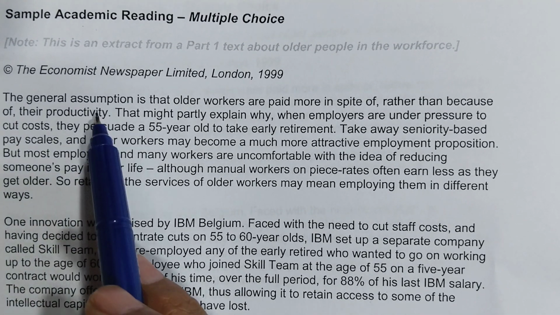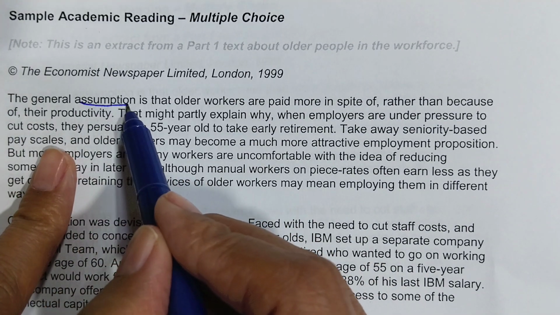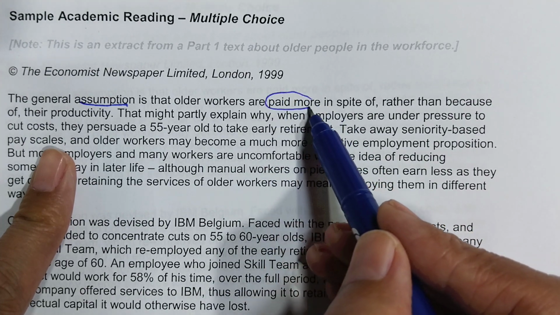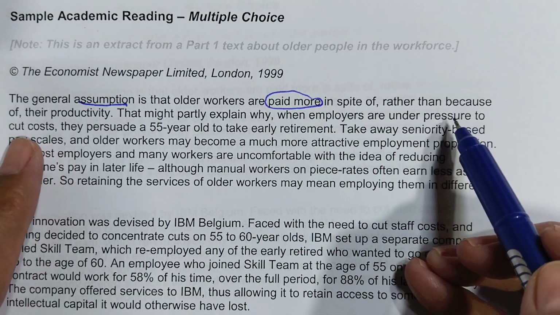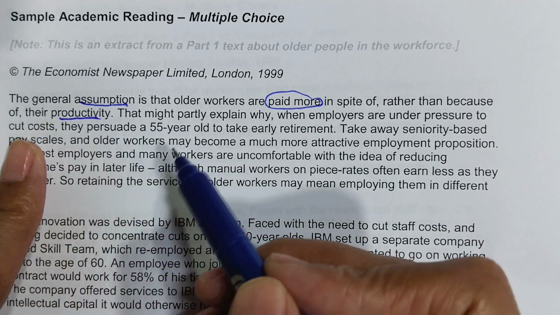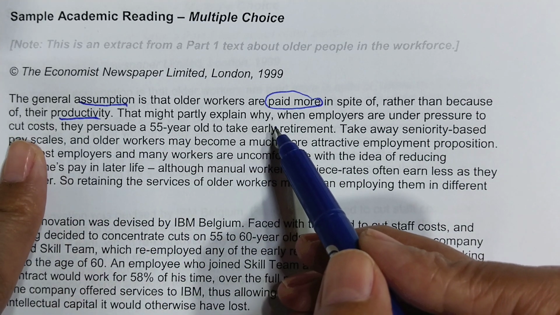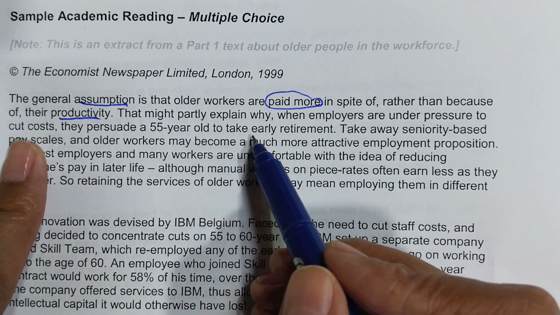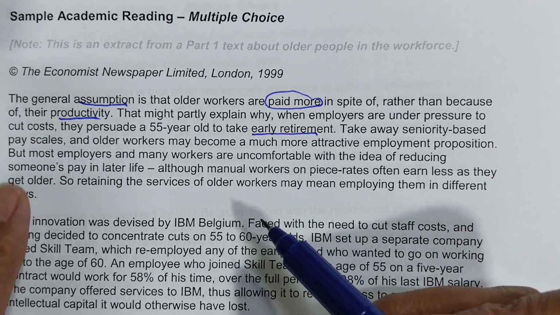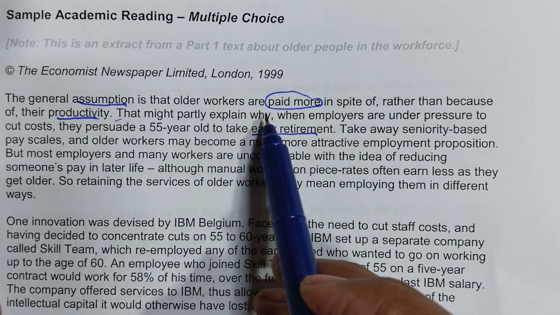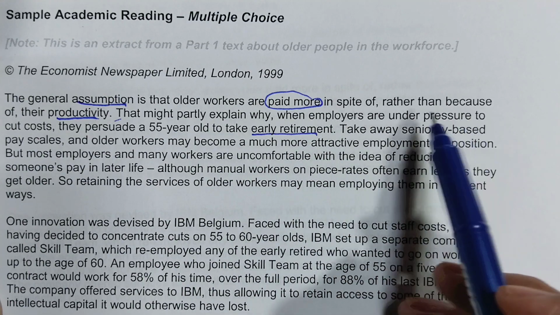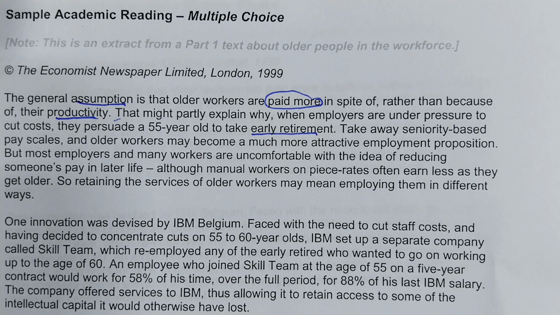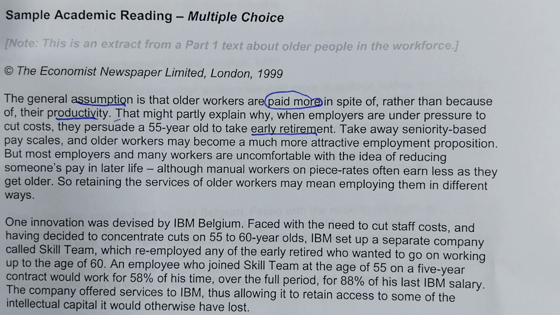Okay, the general assumption is that older workers are paid more in spite of rather than because of their productivity. That might partly explain why, when employers are under pressure to cut costs, they persuade a 55-year-old to take early retirement. So here they are saying that older workers are paid more even though they are not as productive.